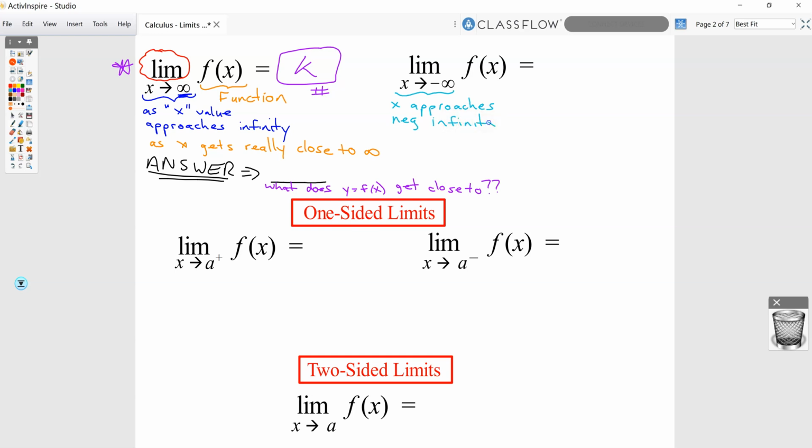And what does that mean? That means let the x value go way out to the left, and then the answer to the limit is to tell me what the y value, what the f of x gets really, really close to. It does not have to equal, it just has to get really, really close to it.